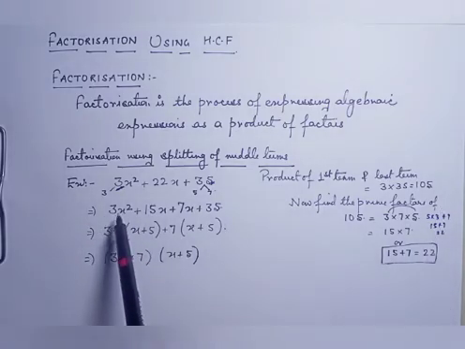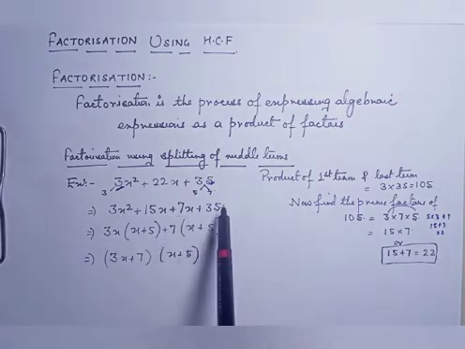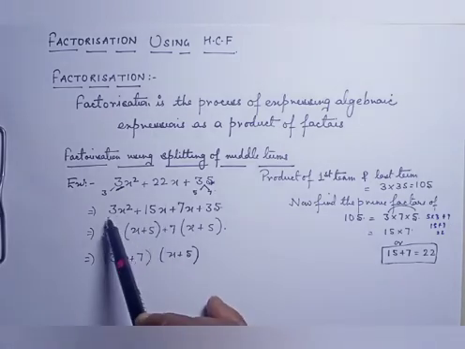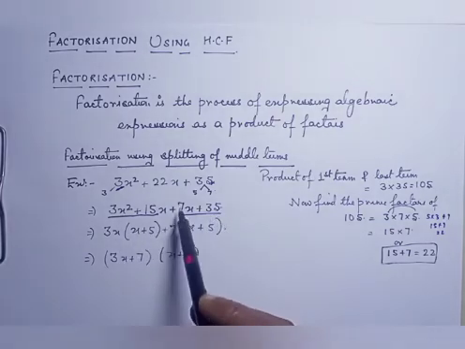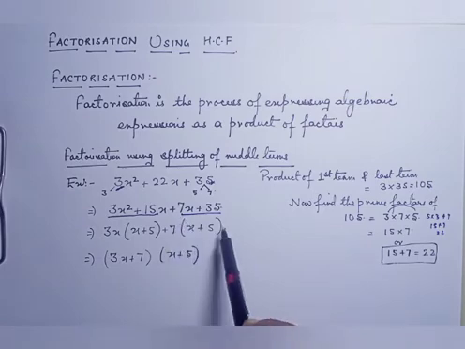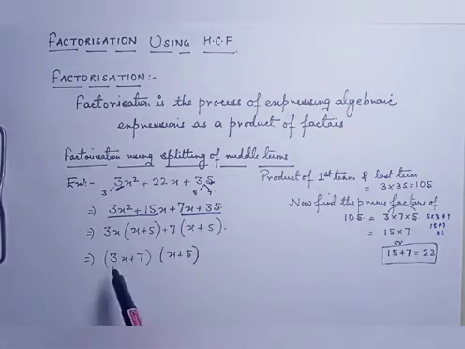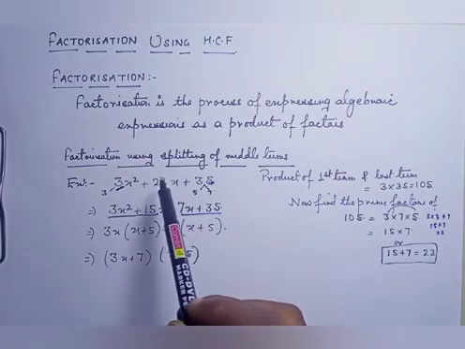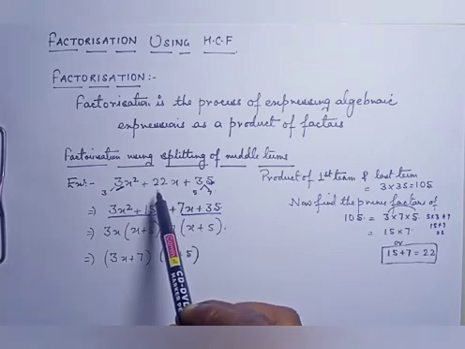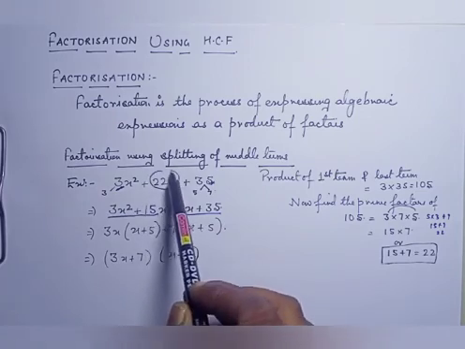So the equation will become 3x square plus 15x plus 7x plus 35. In this, if we take 3x as common, what is left? x plus 5. And in this, if we take 7 as common, what is left? x plus 5. So the two factors of this equation are 3x plus 7 and x plus 5. This is how we split the middle term, and we find out the two factors which satisfy this condition.